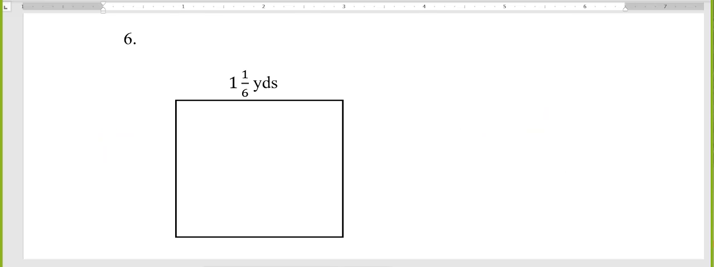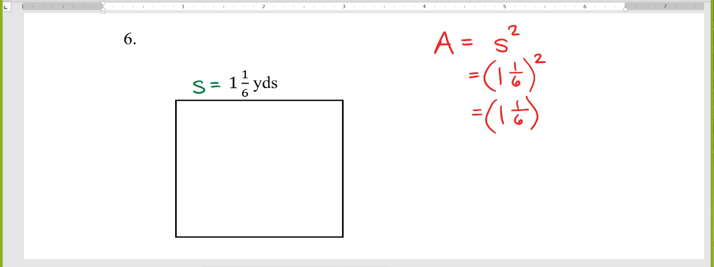Last example, number 6. I have a square that has a side length 1 1/6 yards. I know the area formula for a square is side squared. So I want to do 1 1/6 squared. That means to do 1 1/6 times 1 1/6. When I'm multiplying fractions, I can't multiply mixed numbers. That's just yuck. So I need to convert those mixed numbers into improper fractions.